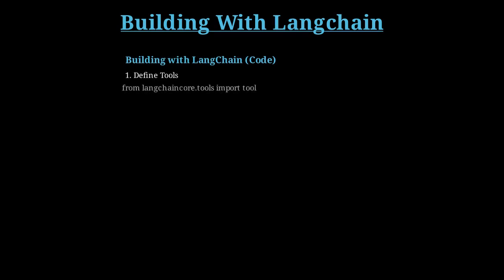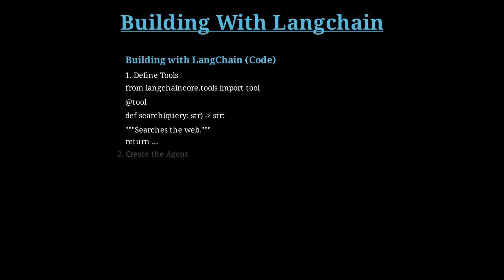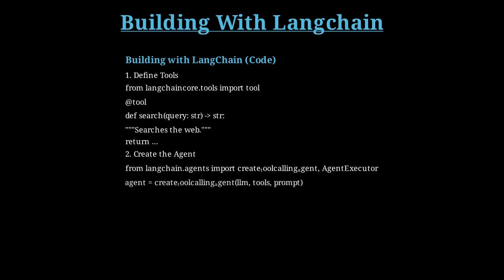Let's see what building an agent with LangChain looks like at a high level. First, you define your tools. LangChain makes this easy with a simple decorator. You can write a standard Python function and just add @tool above it. Next, you select your LLM and bind your tools to it, which tells the model what functions it's allowed to call. Then, you create a prompt template that instructs the agent on how to behave and formats the inputs.